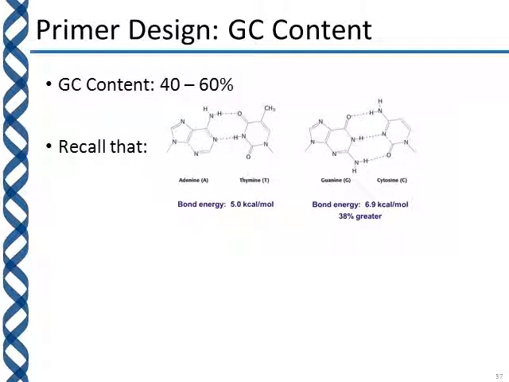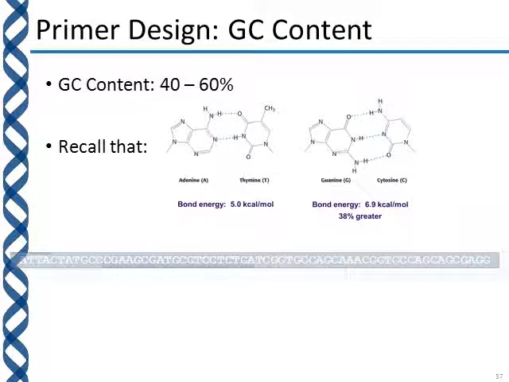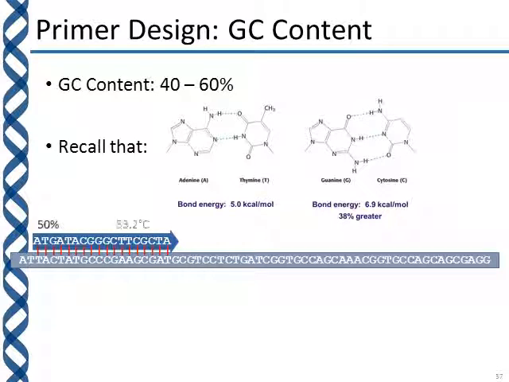Okay, so now let's take a look at GC content. As I mentioned previously, the GC content you typically want to be between 40 to 60%. And the reason for that is that an AT base pair has 2 hydrogen bonds, while a GC base pair has 3 hydrogen bonds. So you need more energy, in the case of PCR, thermal energy, to break a GC bond than you do an AT bond.